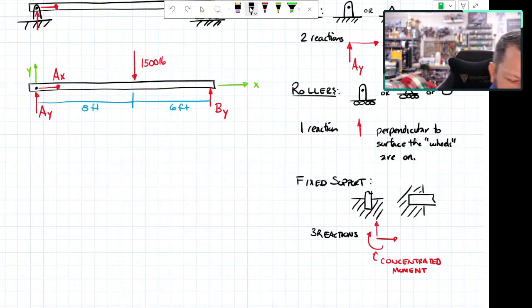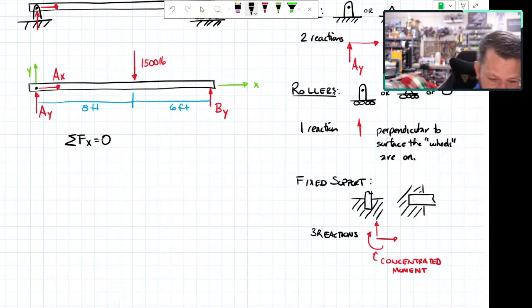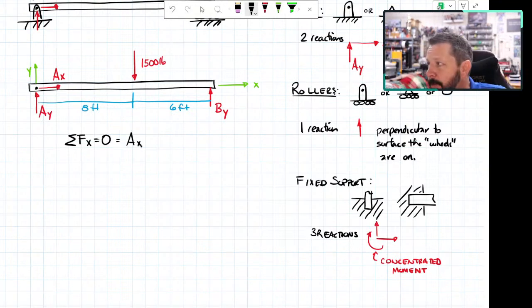Let's do summation of forces in the x direction equals 0. So I look at my free body diagram and I see that AX is the only thing in the x direction. So if I write my equation, that's what it says. Summation of forces in x equals 0 equals AX.